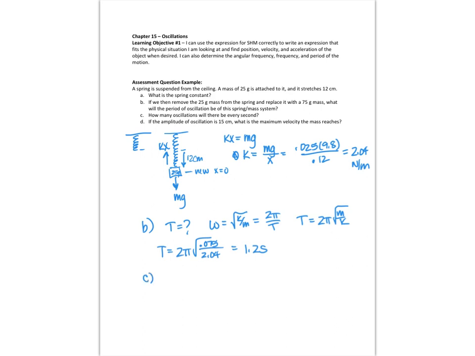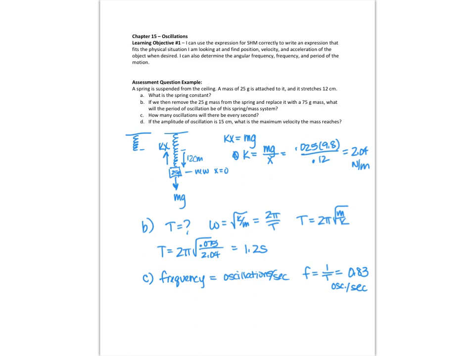In part C, they ask how many oscillations there will be every second. They're basically just asking me for frequency here, because frequency is the number of oscillations per second. Frequency is just 1 over the period. That's pretty easy to calculate. I get 0.83, so it's 0.83 oscillations per second.